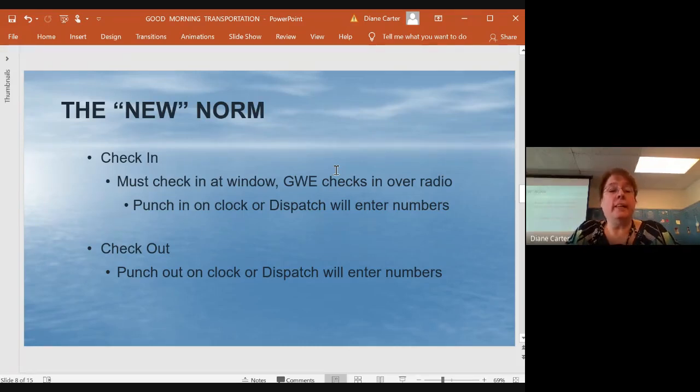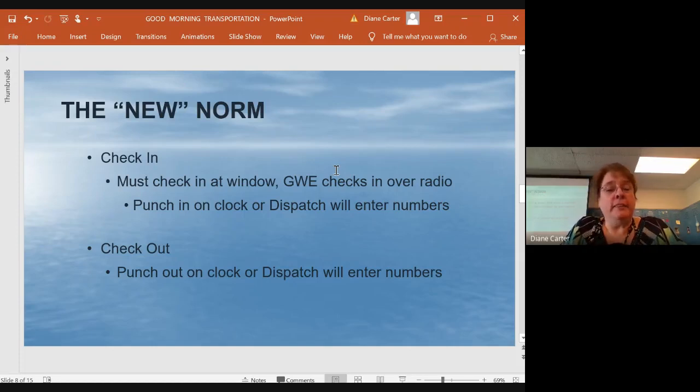I suggest letting them punch you in at that point. But if you want to use the clock, I am going to leave it there. I'm not going to cover it up. You can use the clock if you want to. We'll probably put a rag over there so it can be wiped down also, one of the microfiber rags. But if you don't want to use the clock, punch in at the window and the dispatchers will punch you in. They'll have a list of the numbers for those that have forgotten since we've been away for 20 weeks.